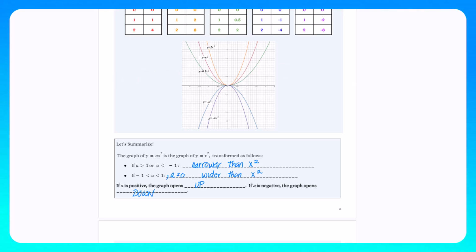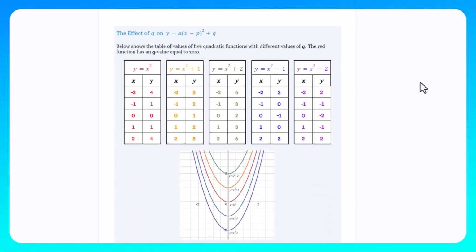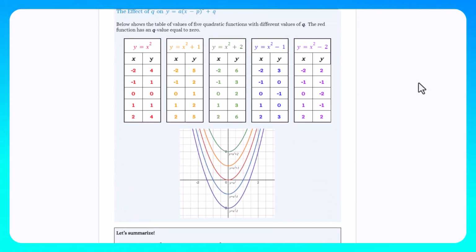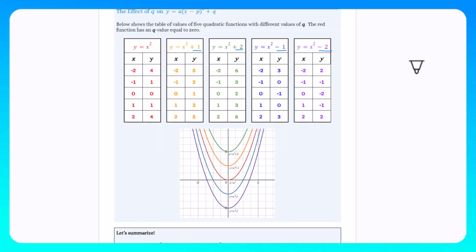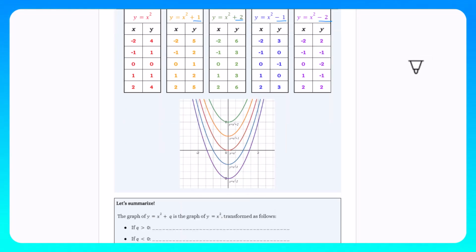Okay, let's look at what happens when we change q. So what we've done here, notice we started with that original y equals x squared, and we have changed the value that is added to the end. So creating a table of values, feel free to check the work. If you find any mistakes, let me know. We've gone ahead and we've plotted each one of these graphs. Now, when we've done that, look what happens here.